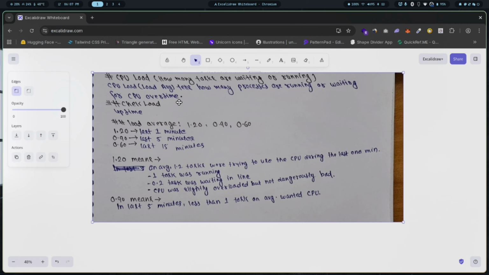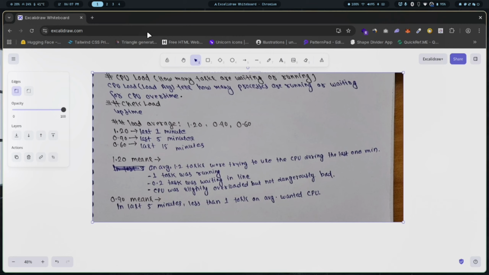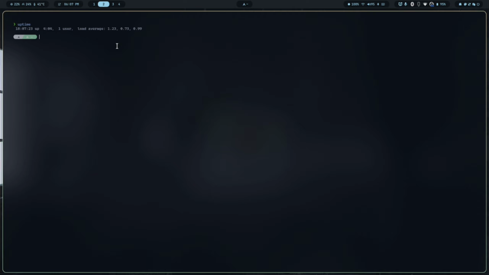So how can you check? There is a command you can check with: uptime. Then there is the load average. It tells how many processes are running. These three values, 1.23, 0.73, 0.99, tell how many processes are running or waiting. Now I repeat these things many times, okay, but now understand what the meaning of this is.